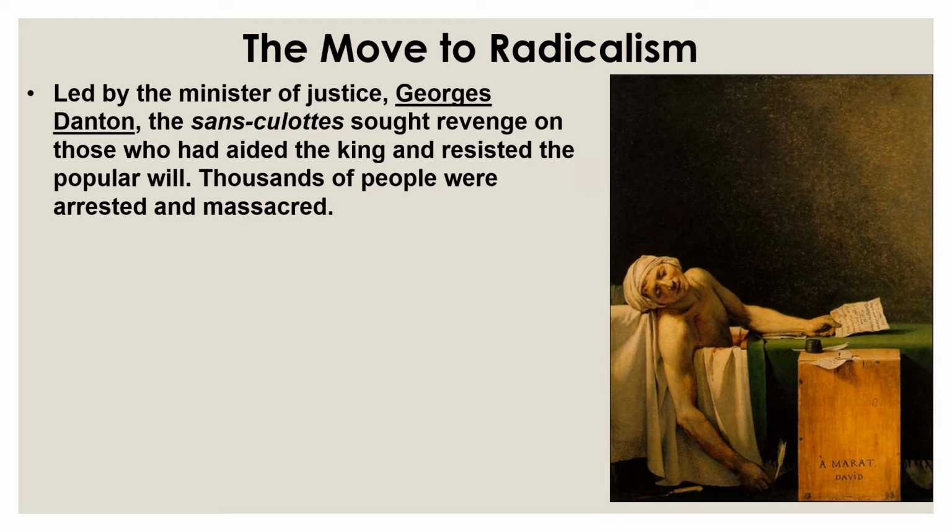We see this move towards radicalism continue when the Minister of Justice, Georges Danton, will use the sans-culottes as a means to get more and more power for the radical groups in the revolution who support getting rid of the king. Led by Danton, the sans-culottes sought revenge on those who had aided the king and resisted the popular will to maybe continue just having a constitutional monarchy. Thousands of people were arrested and massacred in September of 1791.